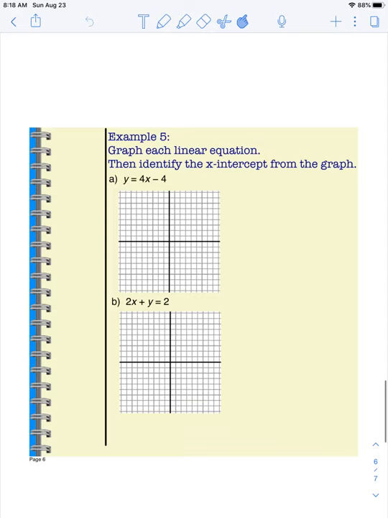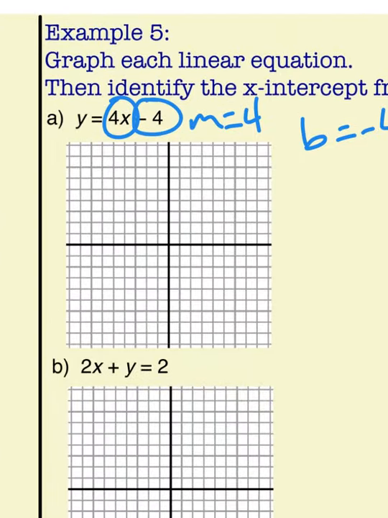All right, moving a step forward, we are going to graph each linear equation. So we know that m is the number by x, so in this case m is 4, and we know this number is the y-intercept, which is b, so b is -4. To graph this, I'm going to assume each point on the axis goes up by 1 and down by 1. To graph this, I'm going to start by putting a dot at b equals -4, since that's my y-intercept.